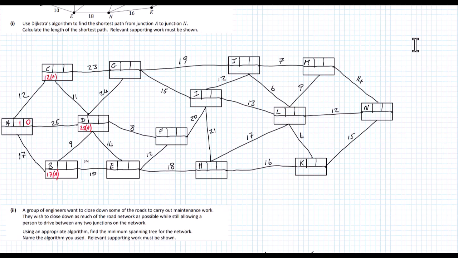So the next step I need to do is to look for the lowest working value, and we can see that the lowest working value is here at C. So I'm going to call that number 2, and it will have a final working value of 12. Okay, so let's go from C out to the other nodes then. Let's go this direction first. So we've got 12 plus 23. So that'll give me a value here of 25, and that has come from C.